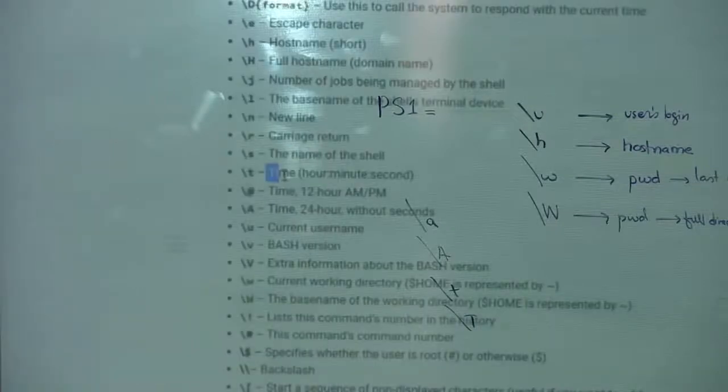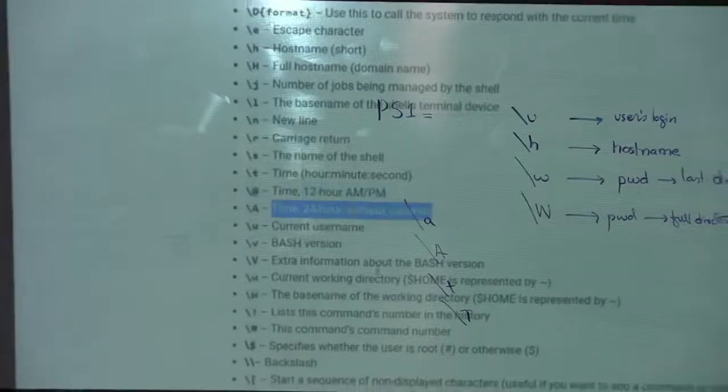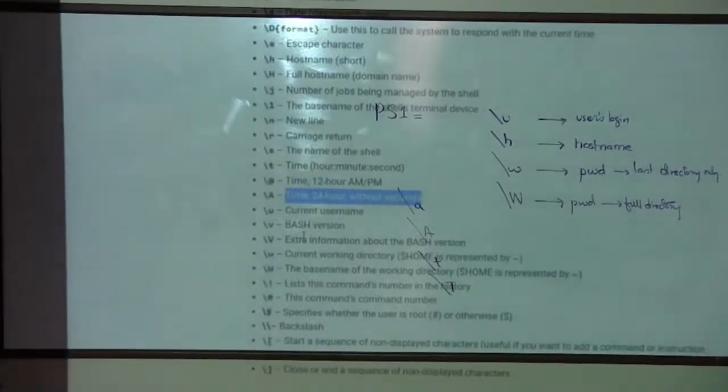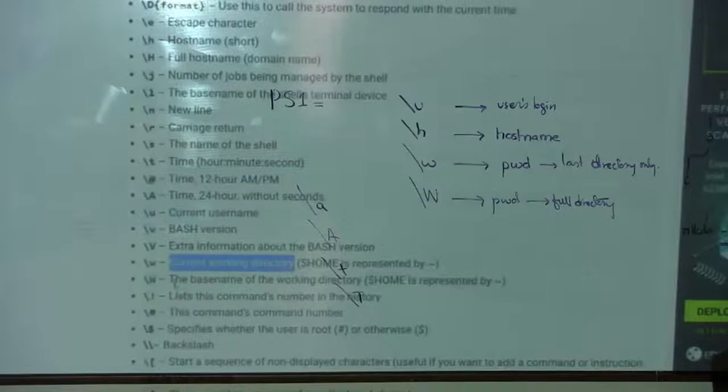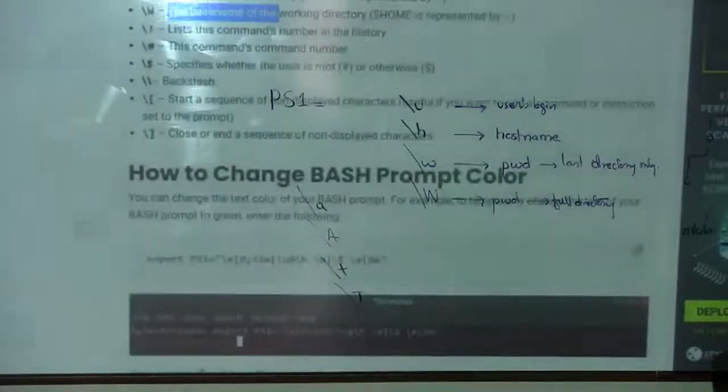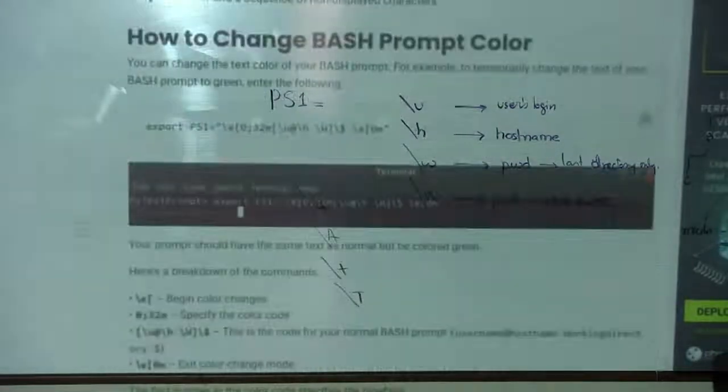So here, this is the time. If you use the @, this is the 12-hour AM PM format, 24-hour format without the seconds. I think this is giving the seconds, the current username, current working directory, the last directory, and it's temporary when we exit from. Yeah, if you exit out, it will remove it. Now, is there a way you can make it more permanent? Yes, of course, there is a way.